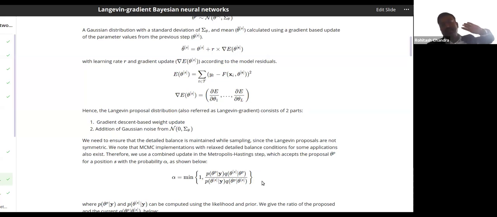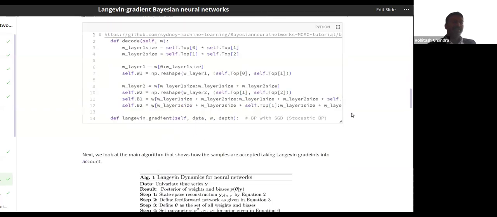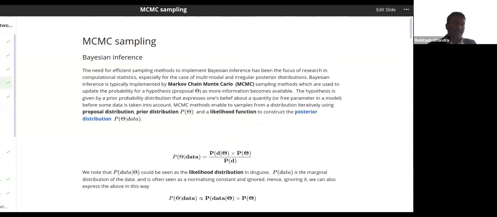And the reason we are doing this is because we need to ensure that we have a detailed balance condition, which is one of the conditions for having a Markov chain enforced, right? We need a detailed balance condition to be met to converge. So what a detailed balance condition basically does is it just ensures that you effectively sample from the posterior distribution.